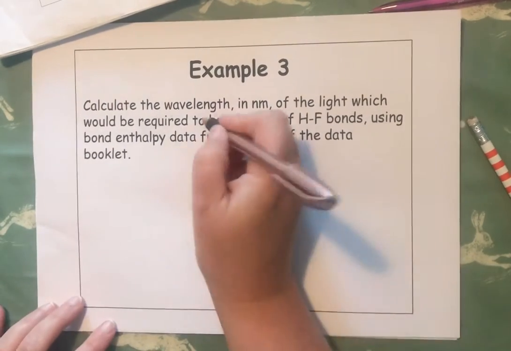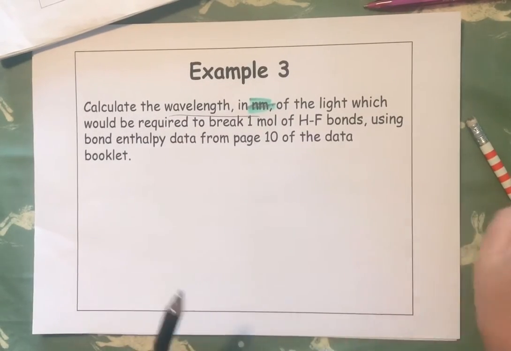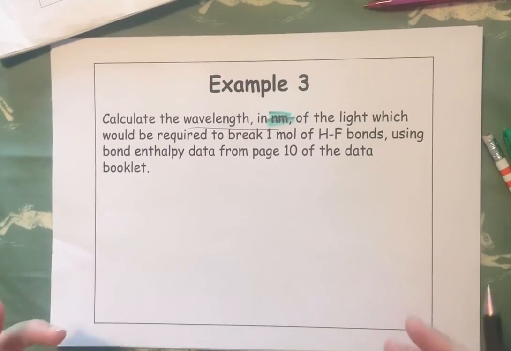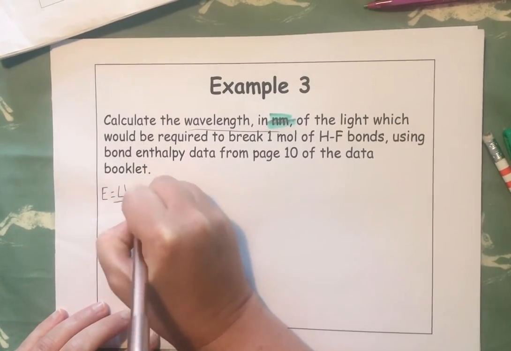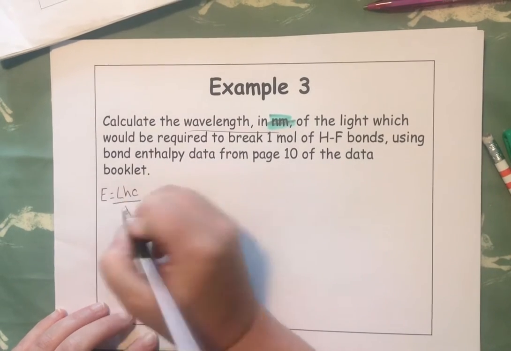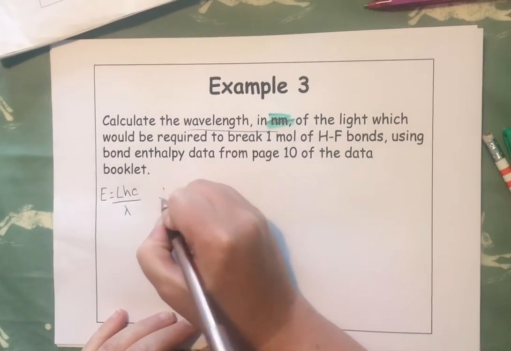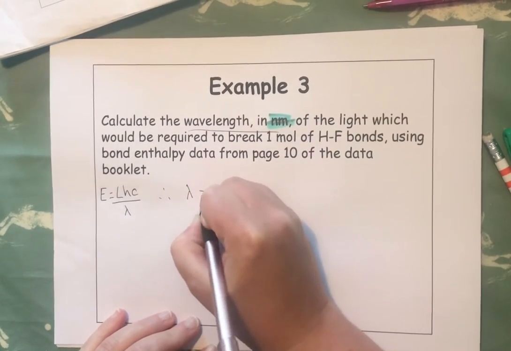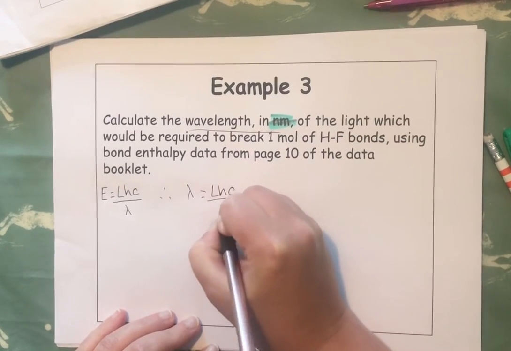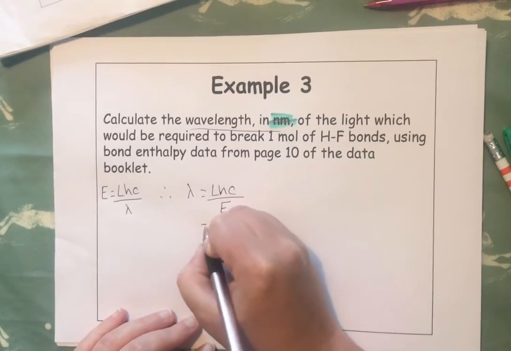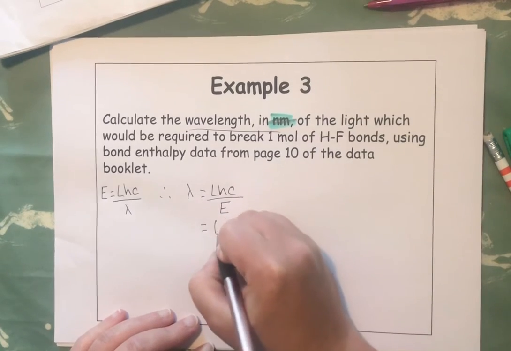So it's asking me to calculate wavelength in nanometers, which is important, using an energy. So I know that energy equals LHC over wavelength, but this time I'm trying to calculate a wavelength, so I need to rearrange that to give us LHC over energy. So my LHC, my top line of that equation, is just exactly the same.